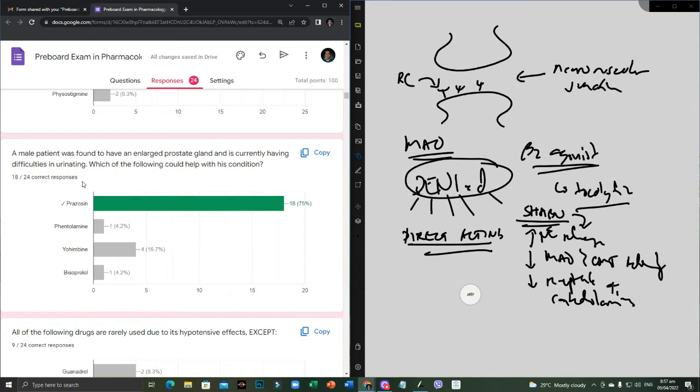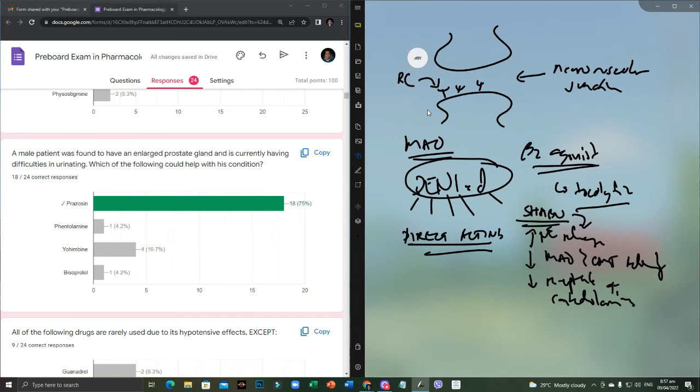Next question. A male was found to have an enlarged prostate gland and is currently having difficulties in urinating. Which of the following would help with his condition? Very good, any drug class that's an alpha-1 blocker. Remember, the clue for alpha-1 blockers is any drug that ends in zosin. So prazosin would be a good choice if a patient is suffering from BPH, or benign prostatic hypertrophy. It's the drug of choice for BPH, where the prostate gland enlarges.